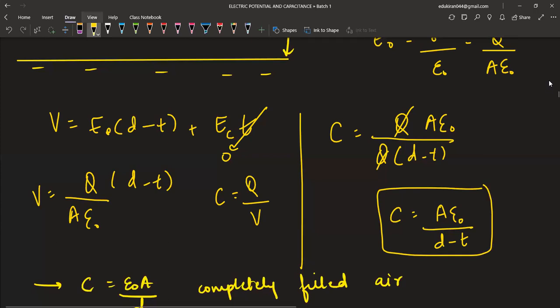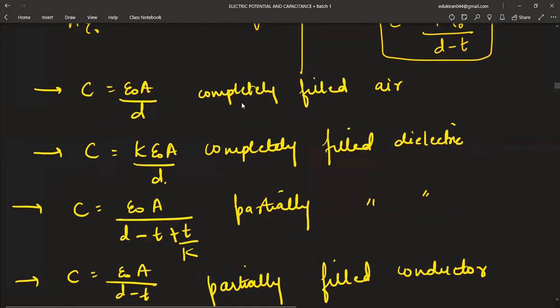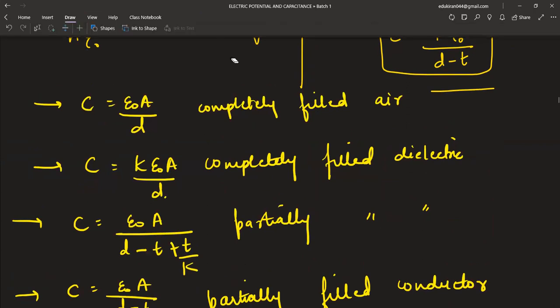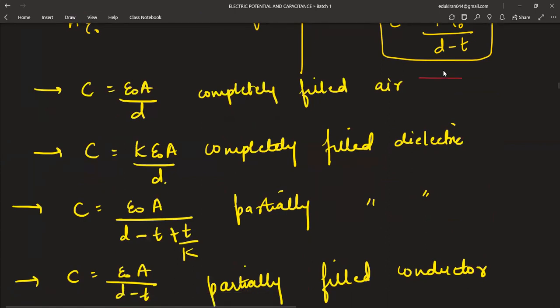This is the part. What all four things have we studied? Let us quickly revise it. Four cases we have seen. When the capacitor was completely filled with air, nothing, no other material was present in between, we had the formula epsilon naught A by D. When this was filled with a material of dielectric constant K, the formula was K times epsilon naught A by D.